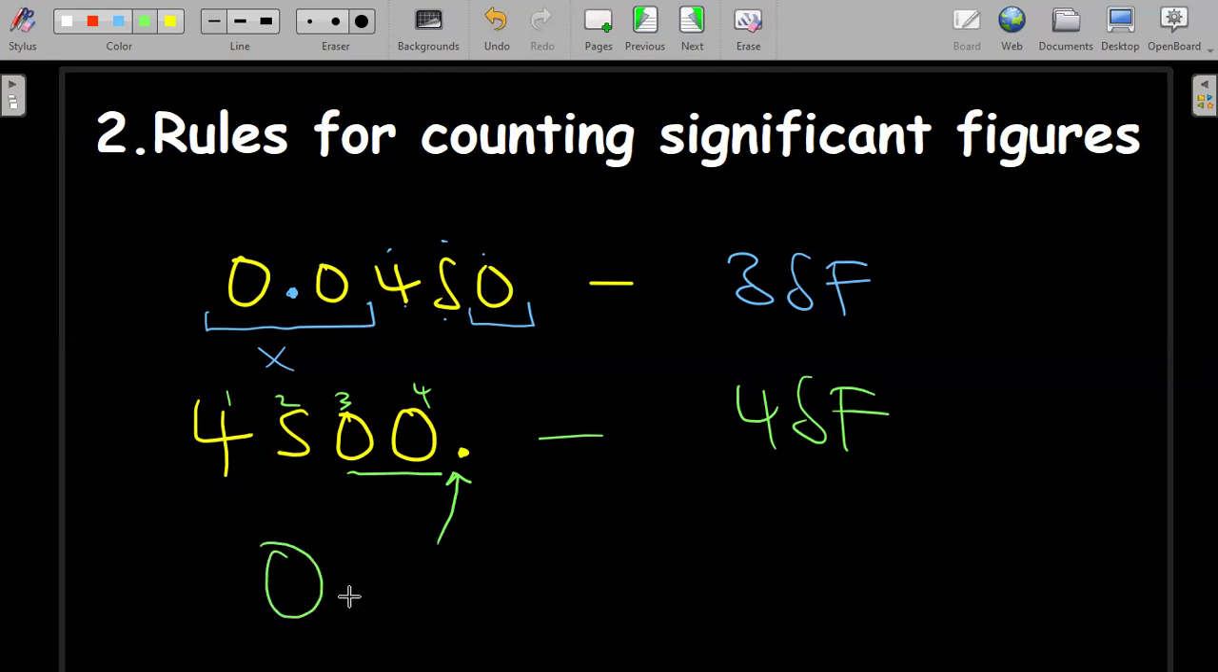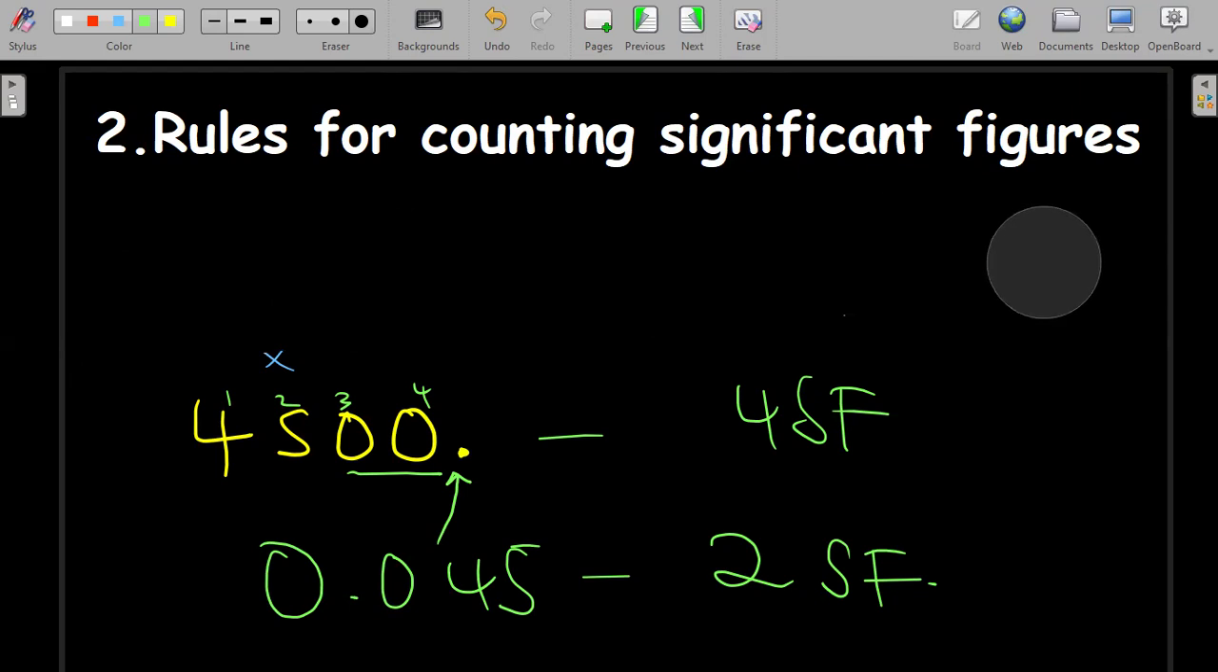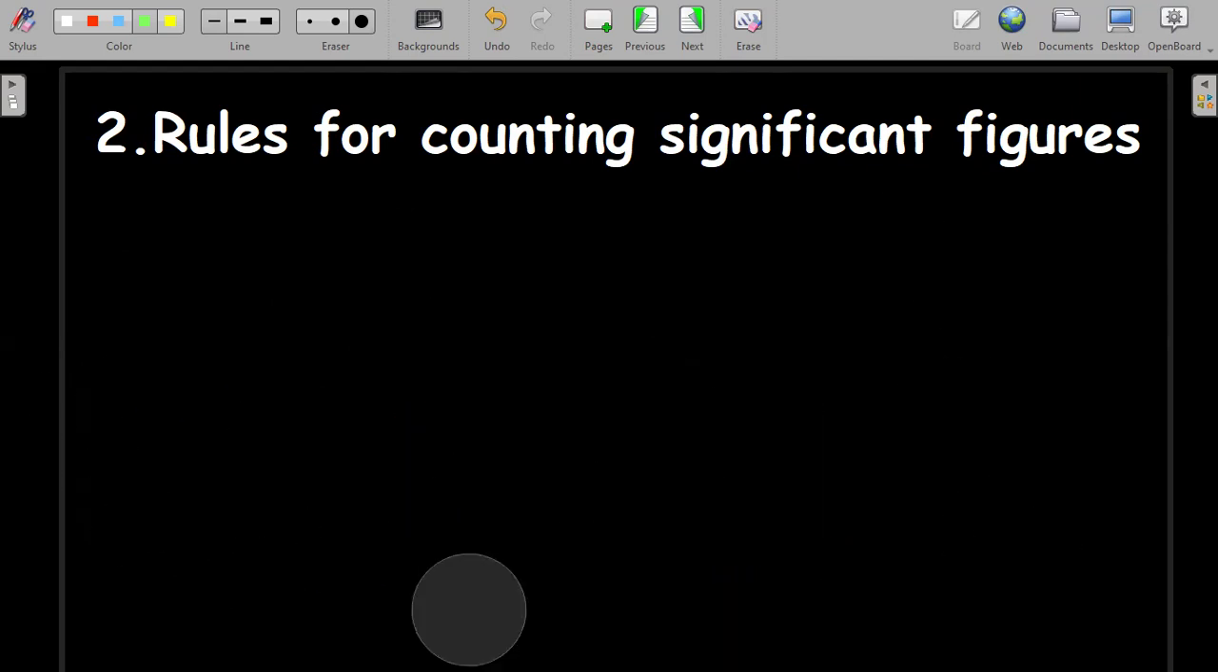What about 0.045? I think I wrote this already, but this one here will only have 2 significant figures like that. All right, so there are some questions that usually confuse students. So let me write down one of them.